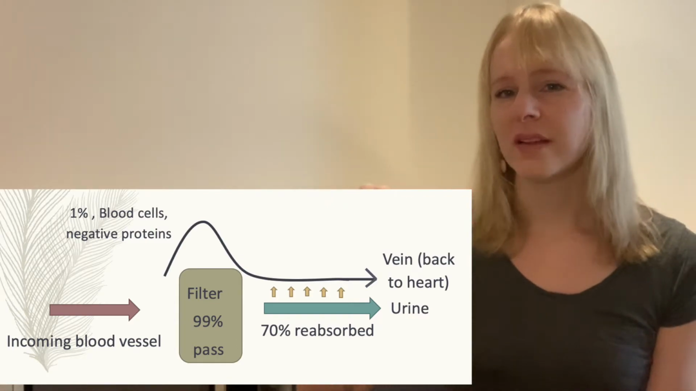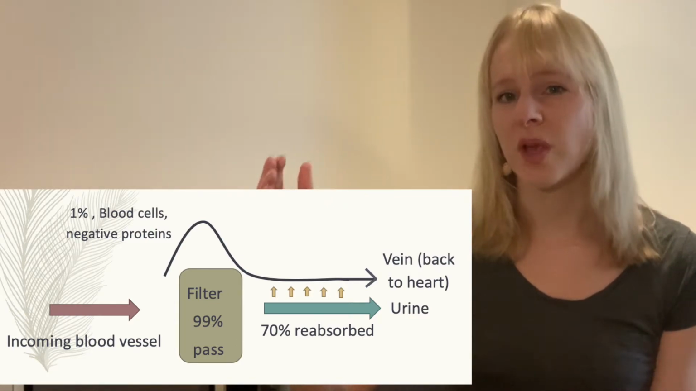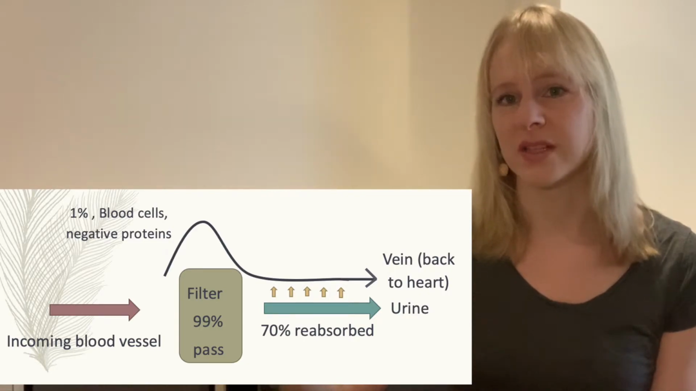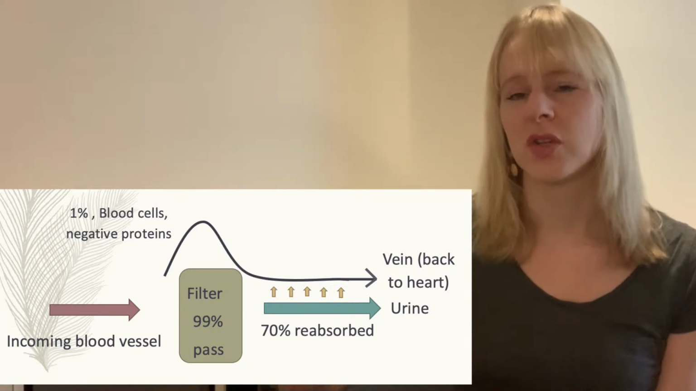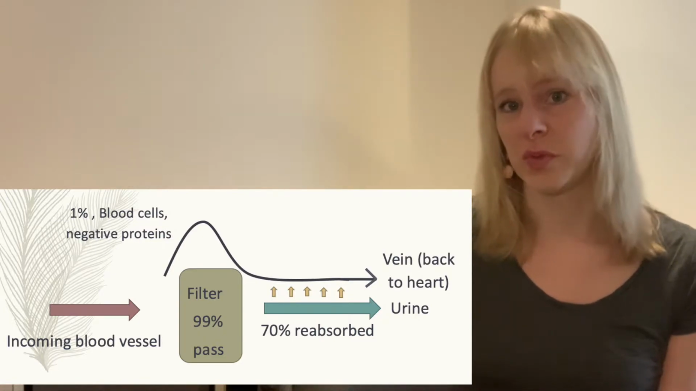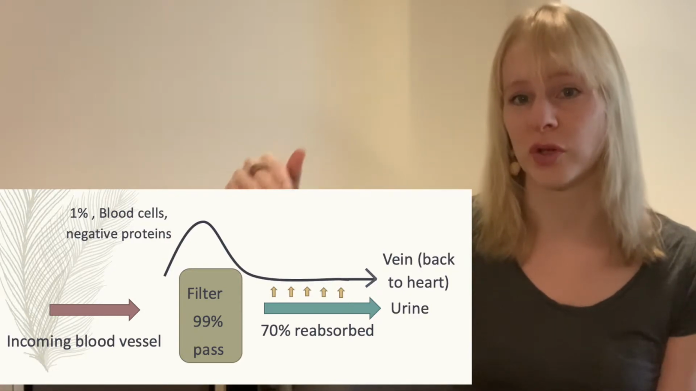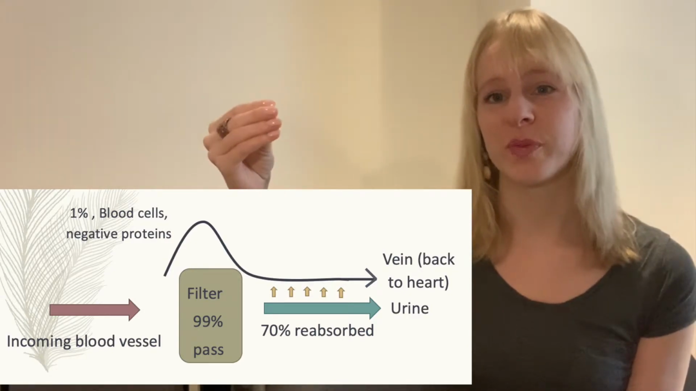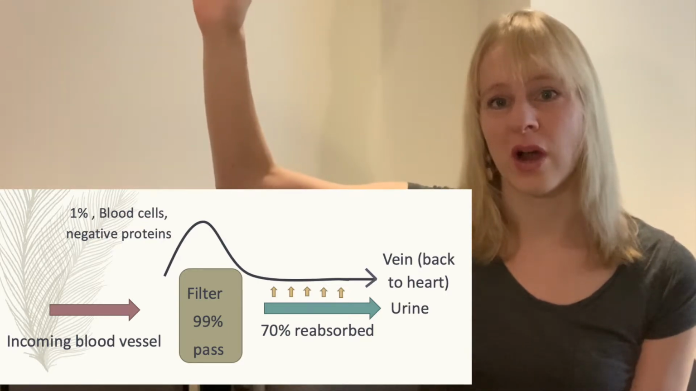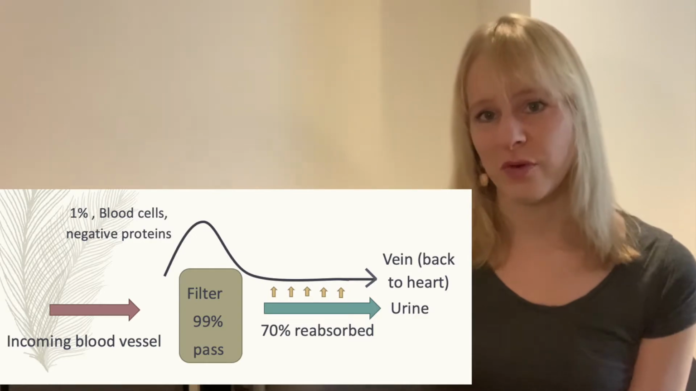But even though 99% actually passes through the filter, here you will see how important this reabsorption process is, particularly for water. Around 70% is reabsorbed again via osmosis. This is particularly important because otherwise you would lose too much water. What's reabsorbed goes back into the vein, back into your heart, and all the compounds that need to be excreted go out via your urine.